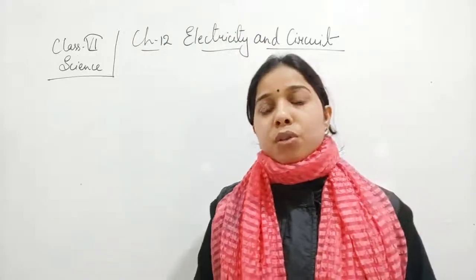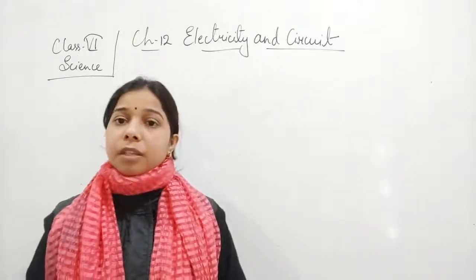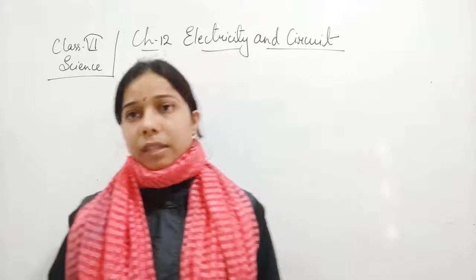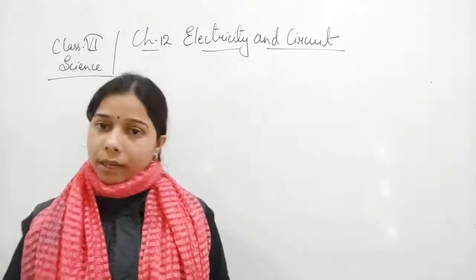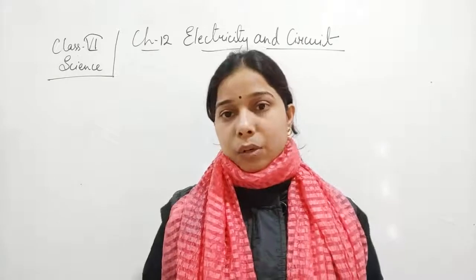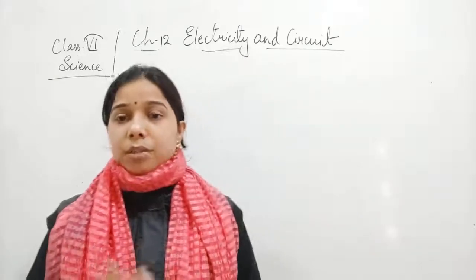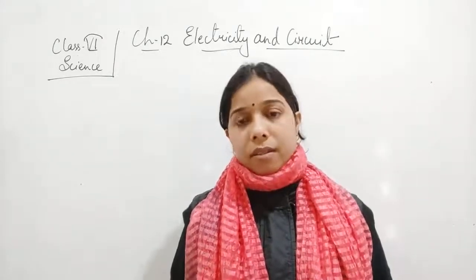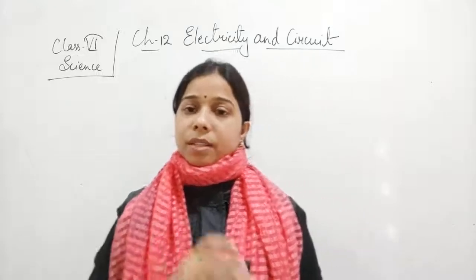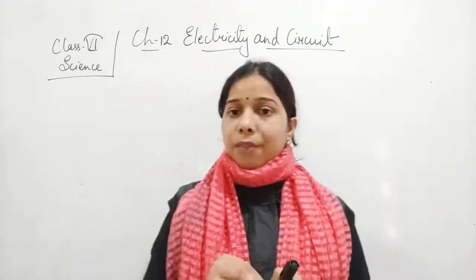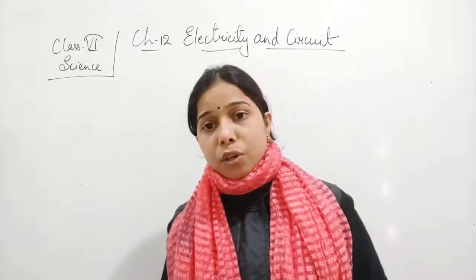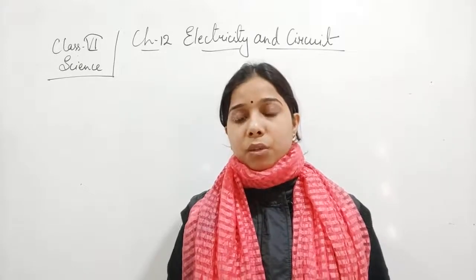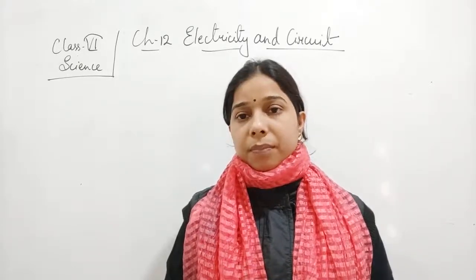Hello students. So students, in the previous class in this chapter, that is electricity and circuit, we were talking about the circuit itself. You see students, when we were talking about the circuit, we had discussed that basically a circuit involves a bulb, connecting wires, as well as an electric cell. And what we have to do is connect one of the terminals of the cell to the other terminal of the bulb with the help of the connecting wires.